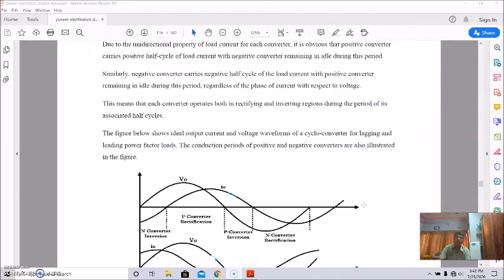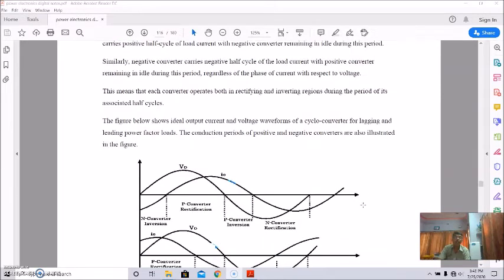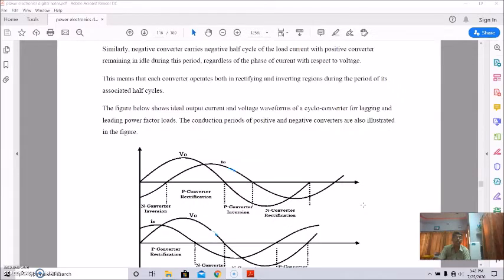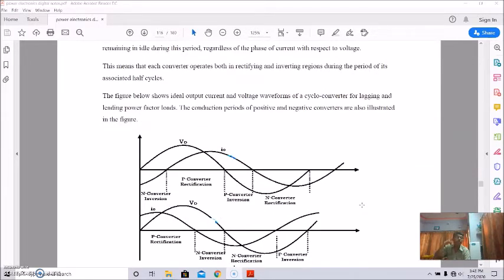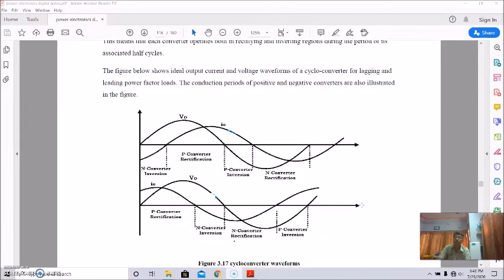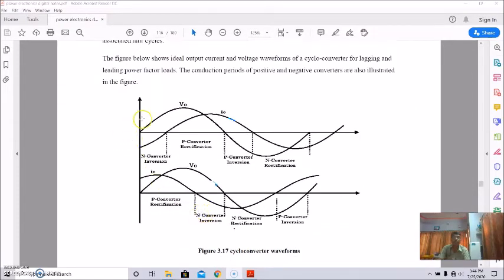So this figure shows the ideal output current and voltage waveform from the cycloconverter for lagging and leading power factor loads, and the conduction periods of the positive and negative converters are also given in this figure. So this is the output voltage, this is the current, this is the negative converter in inverter mode, positive converter in rectification mode. Then this is the duration where the positive converter is in the inversion mode and the negative converter in the rectification mode.